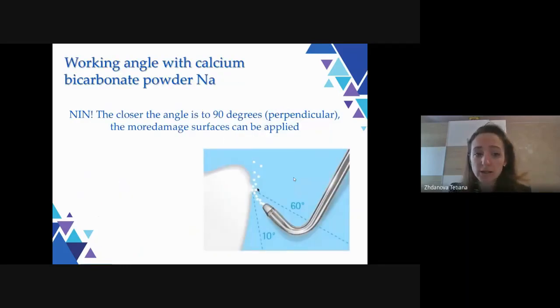And the working angle with calcium carbonate and sodium bicarbonate powder. The closer the angle is to 90 degrees, so perpendicular, the more damaged surfaces can be treated. So not near the gums, or, for example, at a downward angle, but we need to work only at 90 degrees, okay?